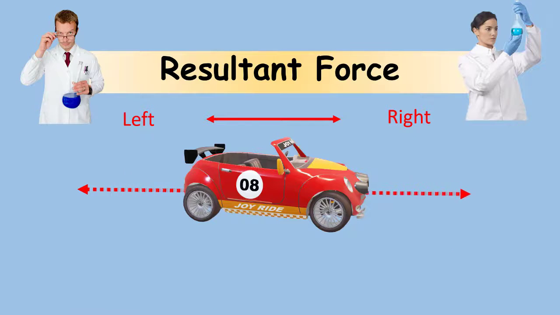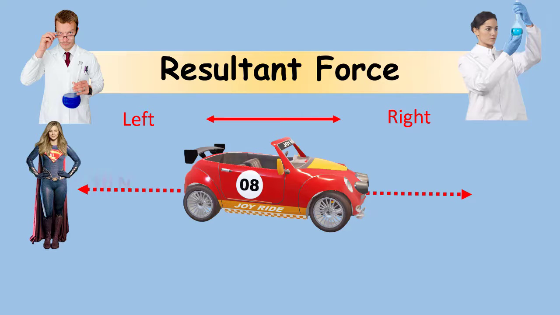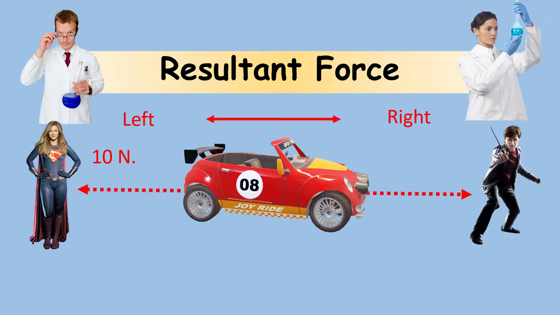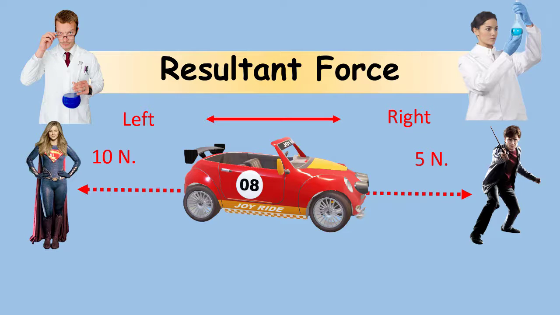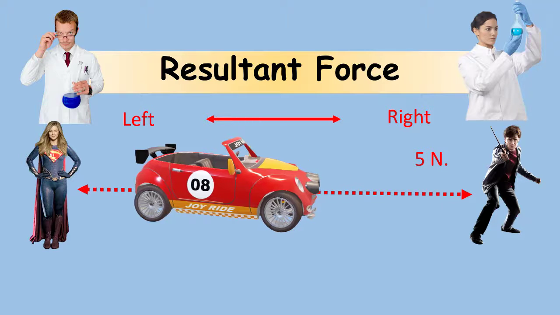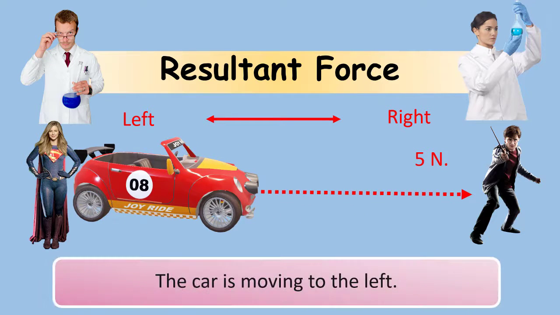Next. Superwoman is pulling a car with 10 Newton and Harry Potter is pulling a car with 5 Newton. So, please remember that the object will move to the larger size of forces. Look at this one again. Where is the car moving? What do you think? Of course, the car is moving to the left because the object will move to the larger size of forces.